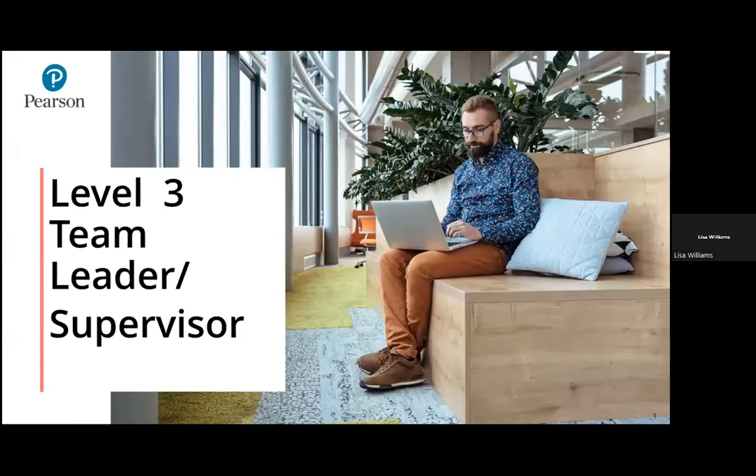Welcome to the Level 3 Team Leader Supervisor session, which is aimed around the trends identified from the Team Leader Level 3 endpoint assessment with Pearson. As part of the session, we will be looking at the trends that have been identified for the presentation and professional discussion underpinned by the portfolio of evidence. As well as looking at these trends, we'll also be discussing the resources that are available.